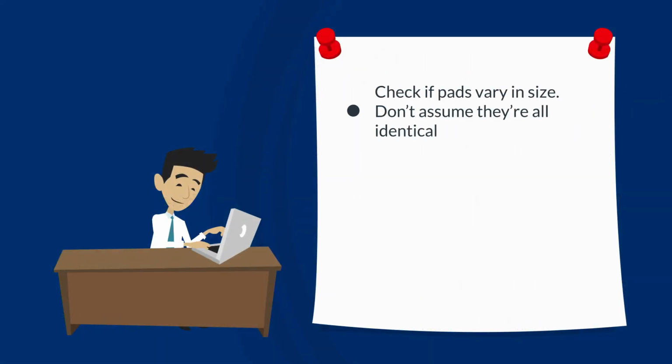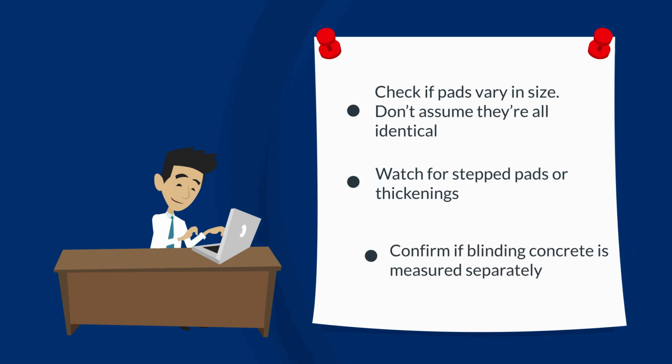Here are some tips. Check if the pads vary in size. Don't just assume they're all identical. Watch for step pads or thickenings, and confirm if blinding concrete is measured separately.